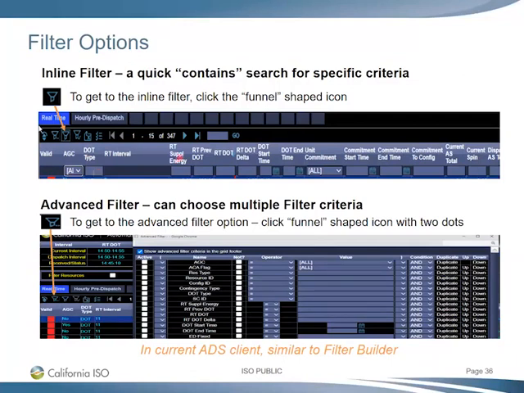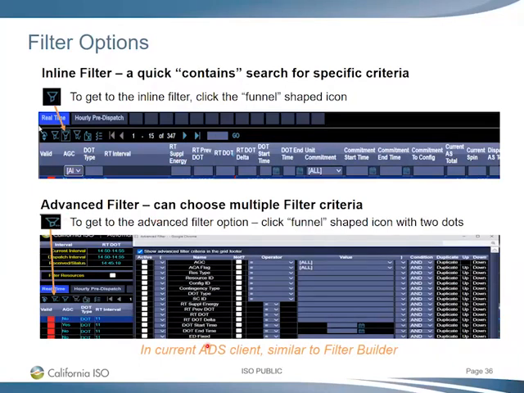The advanced filter is a way to choose multiple filter criteria. So when you're configuring these tabs, you're likely going to use the advanced filter more. In this case, you would choose the second funnel. The inline filter is the lonely funnel, the one by itself, and the advanced filter is the one with the 2 dots. So you've got a little funnel with the 2 dots. That's your advanced filter option.